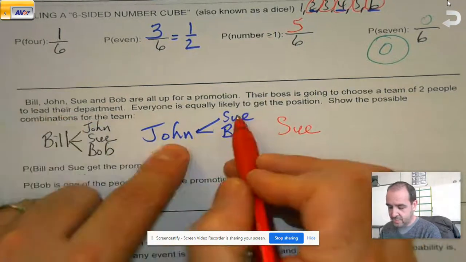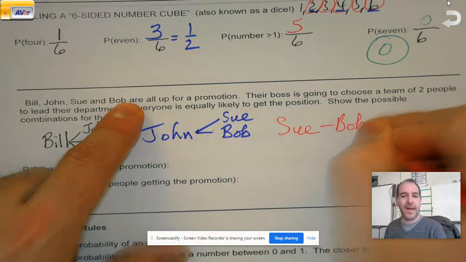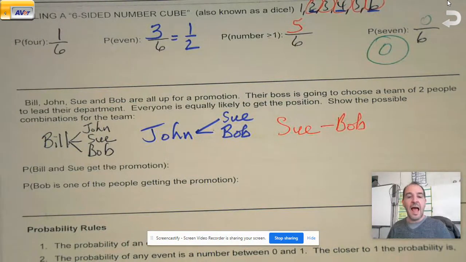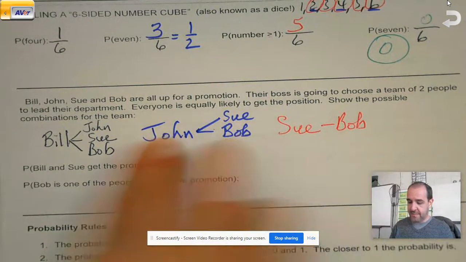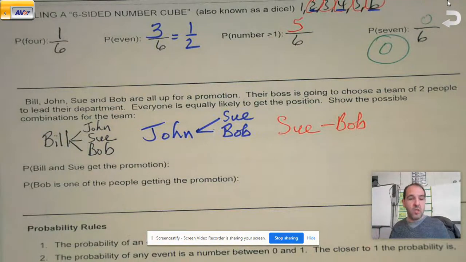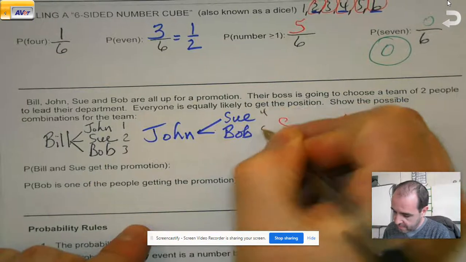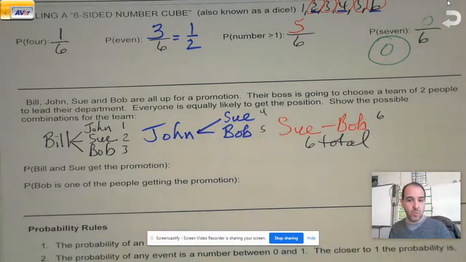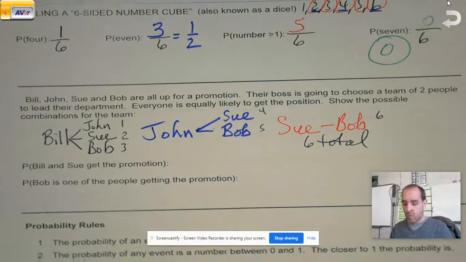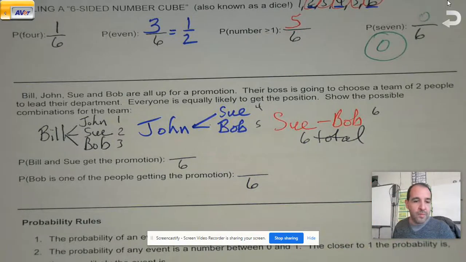What about John? I got Sue and John here. What about Bob? Okay, Sue and Bob we could do. And then if we got to Bob, Bob's already comboed with everybody. Bob's comboed with Sue, Bob's comboed with John, Bob's comboed with Bill. So we don't have any more. So how many options do I have? 1, 2, 3, 4, 5, 6 total combos. Okay? So over 6 would be my number here.